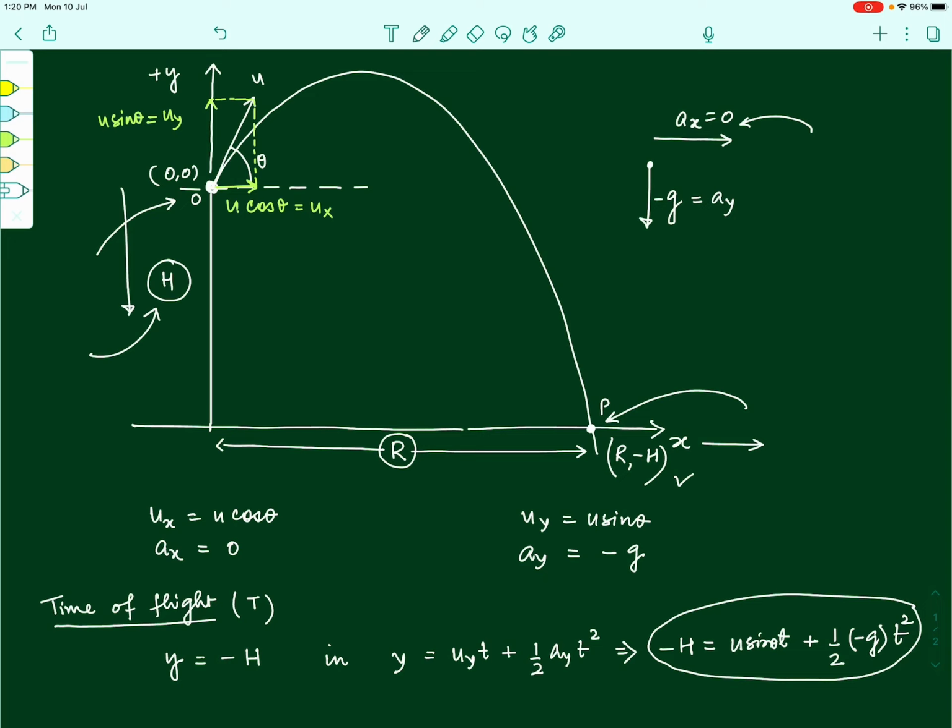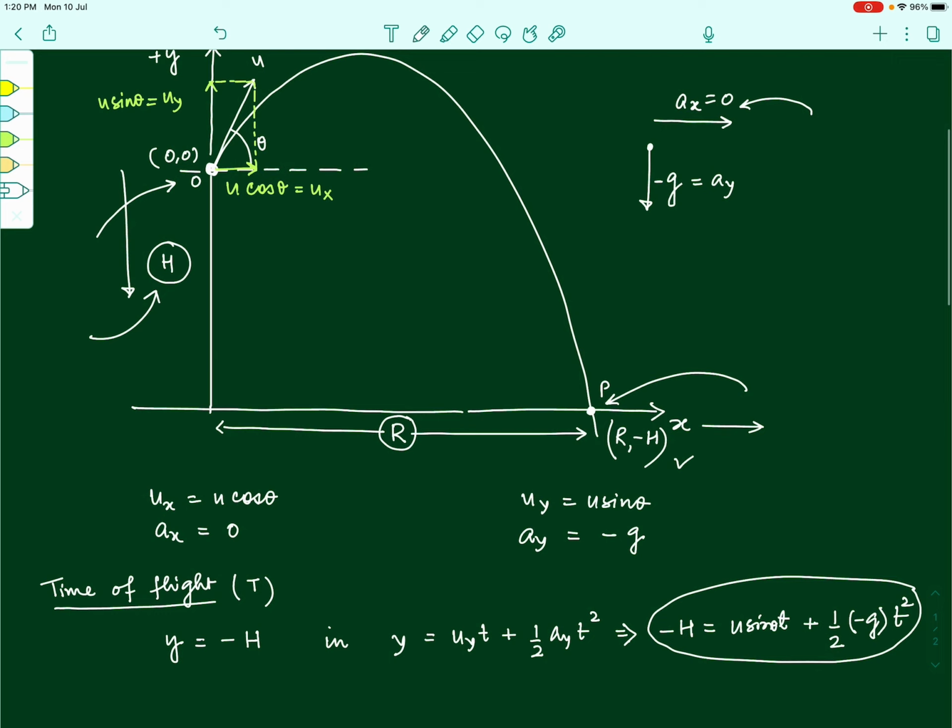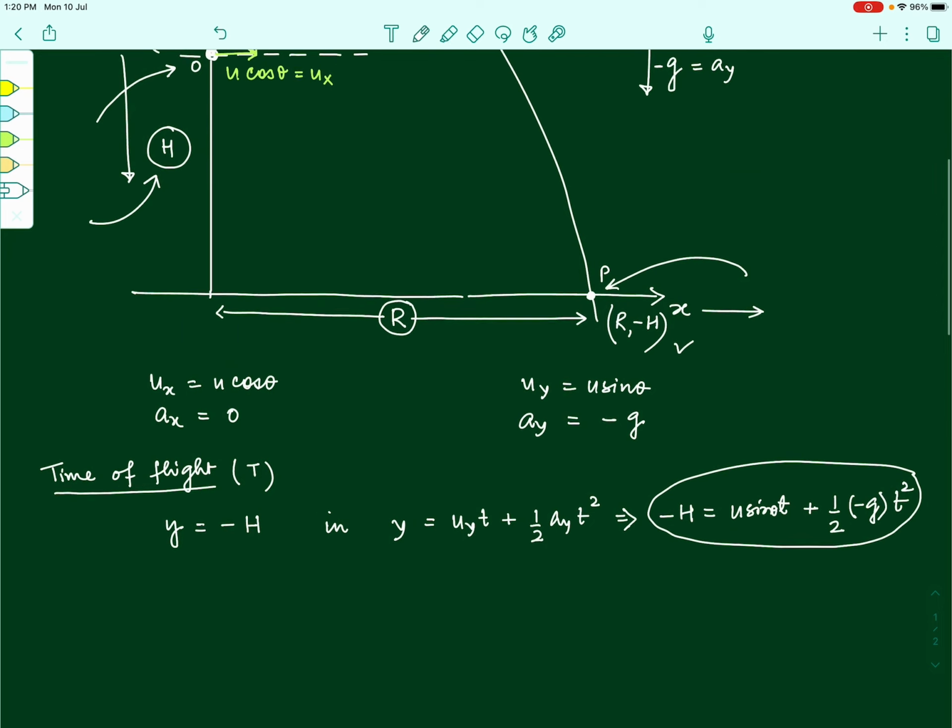We shall not be solving it further from here. As we do the questions in hand, we can directly substitute the values and solve them. Okay. Also, how to find out the horizontal range here?